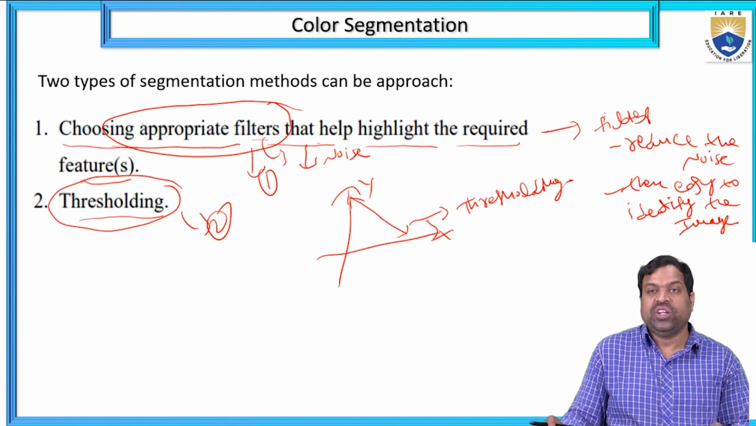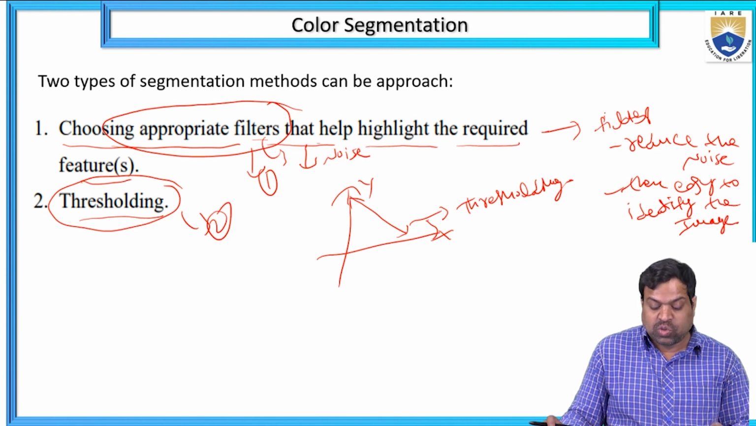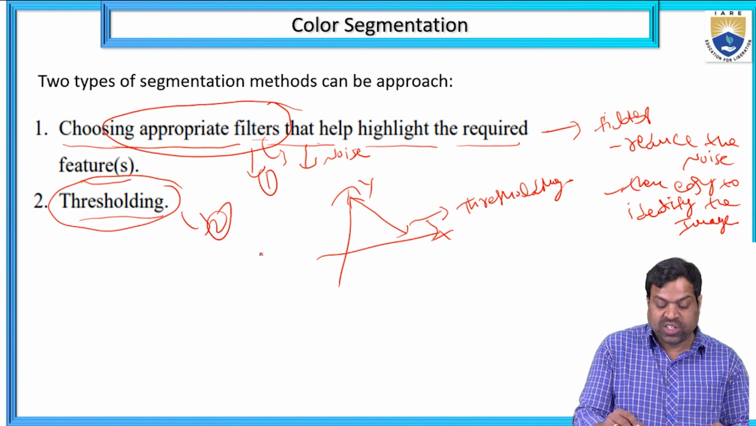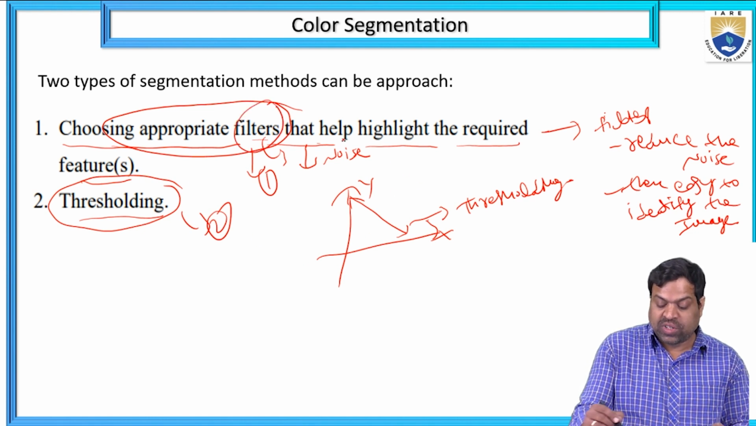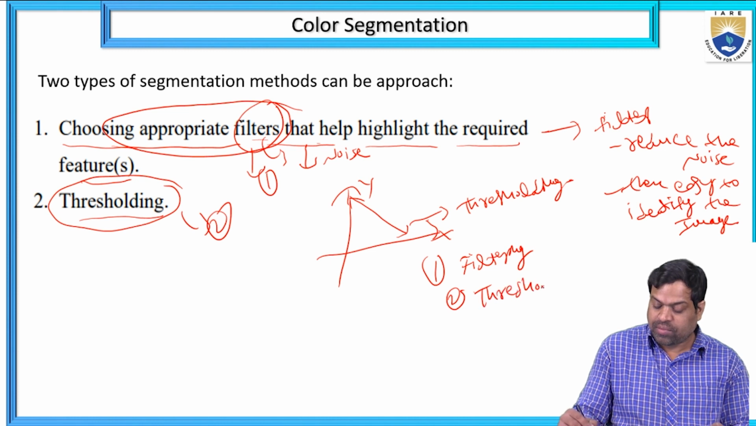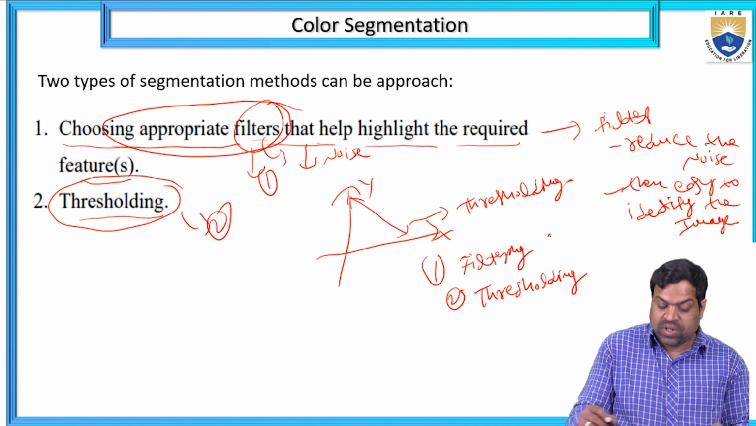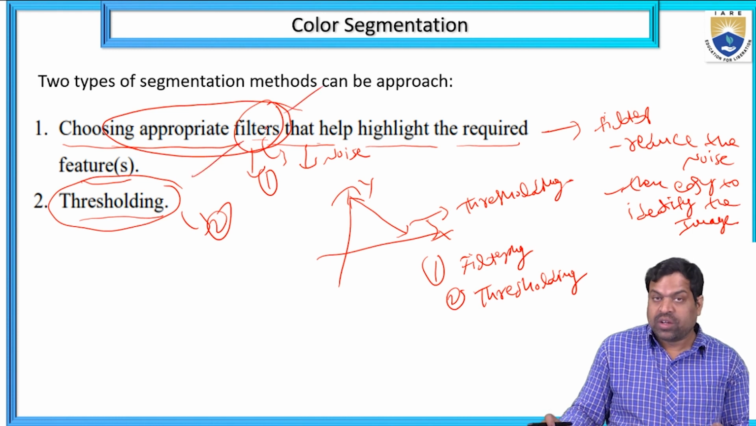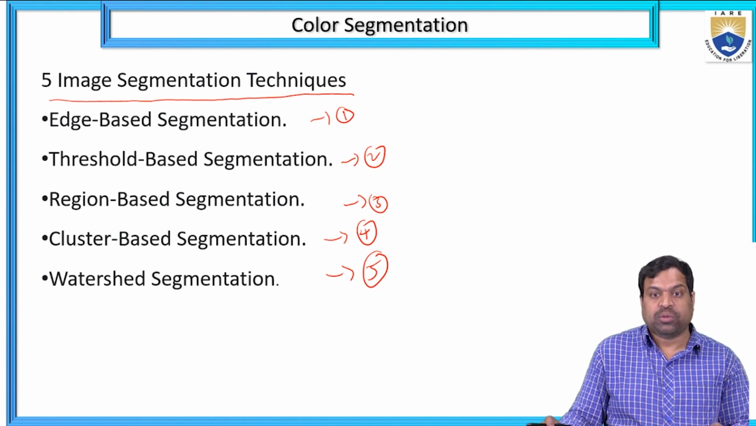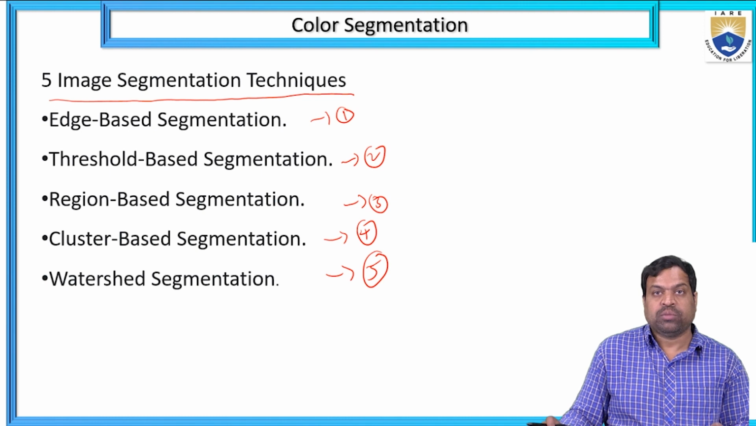So there are majorly two methods. The first one is choosing an appropriate filter to highlight the required features. Another is thresholding. So the first one is filtering, and the other is thresholding. But majorly there are five types: edge based segmentation, threshold based segmentation, region based segmentation, cluster based segmentation, and watershed segmentation.